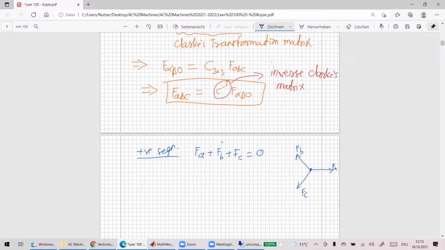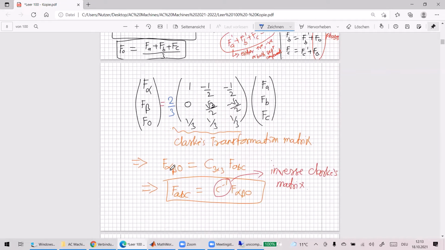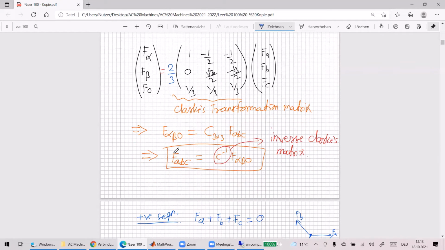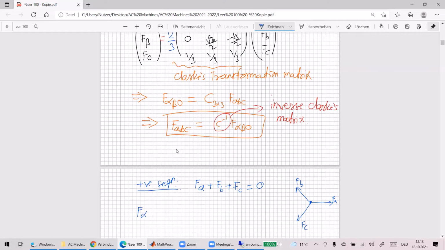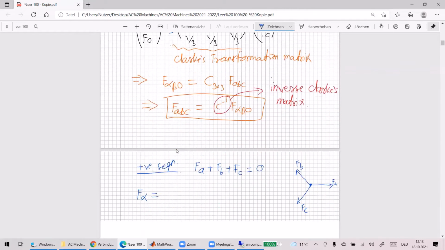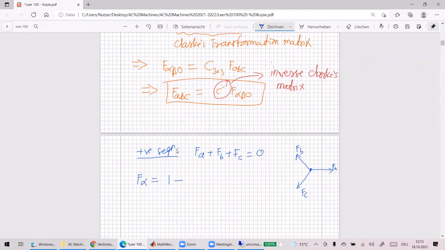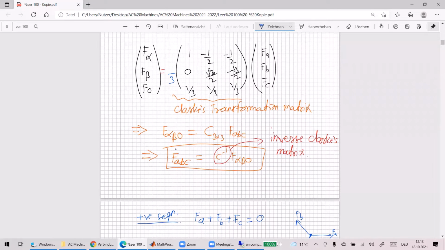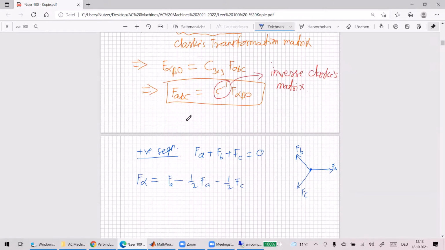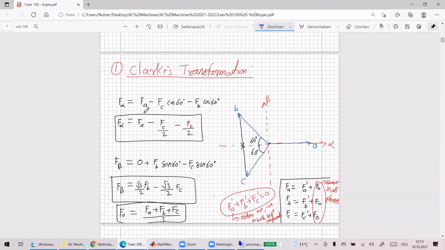Okay, so if this is the case, then let's find the F alpha component. What we know is, it is FA minus 1/2 FB minus 1/2 FC. So let's remove this factor here. So I don't have the factor, right? We just got it from resolving the vector, and we have this equation. We saw it on the top also, we wrote it on the top. It's the same equation. Is that okay?